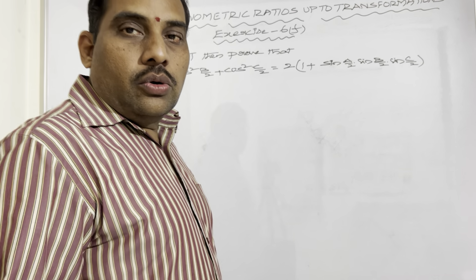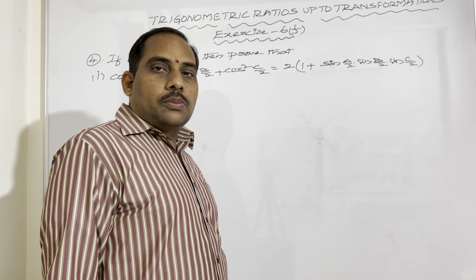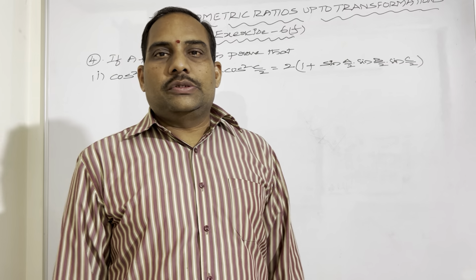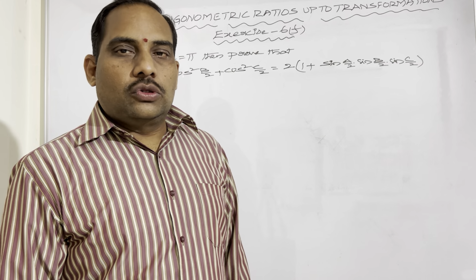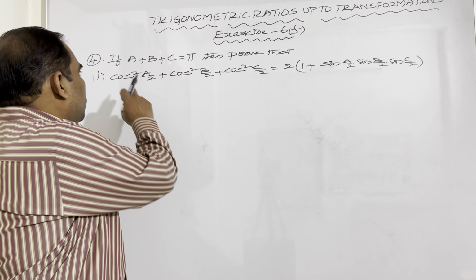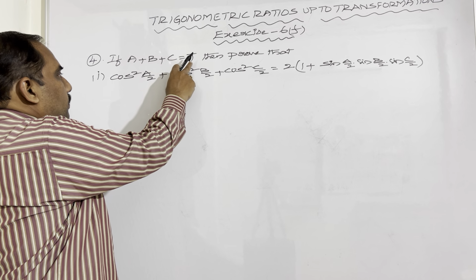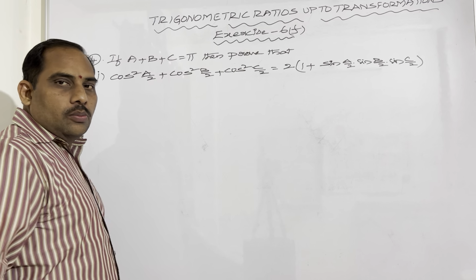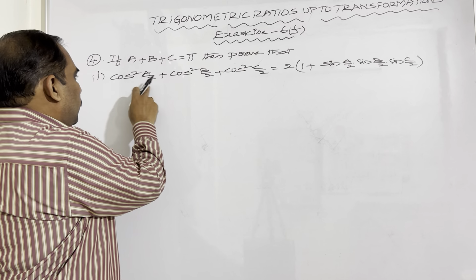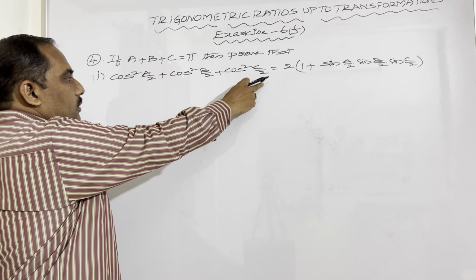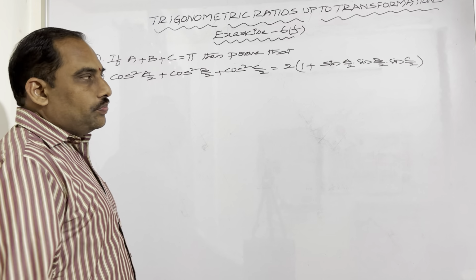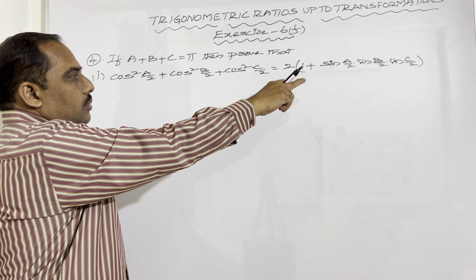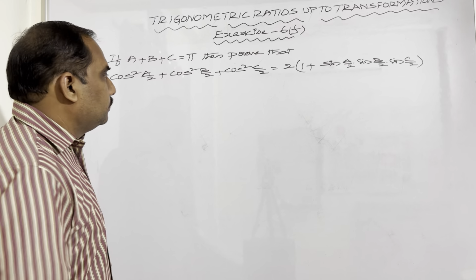In this video, we are going to discuss trigonometric ratios up to transformations, exercise 6F, fourth problem. First bit: if a plus b plus c is equal to pi, then prove that cos square a by 2 plus cos square b by 2 plus cos square c by 2 is equal to 2 into 1 plus sin a by 2 sin b by 2 sin c by 2.